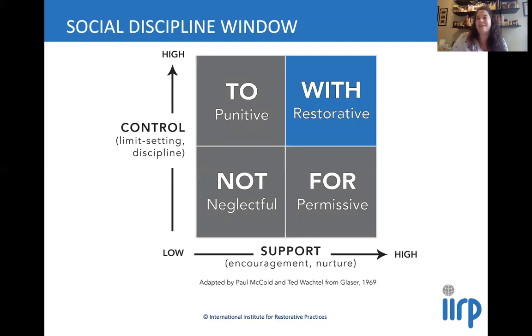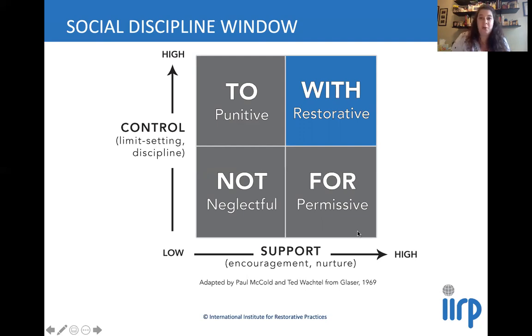So maybe there was a great agreement, but no one there to follow through to make sure that the person who created harm was actually held accountable. So again, when we're thinking about conferences and we're thinking about ways to use them, there does need to be a level of both control and expectations, along with support and encouragement and nurturing.